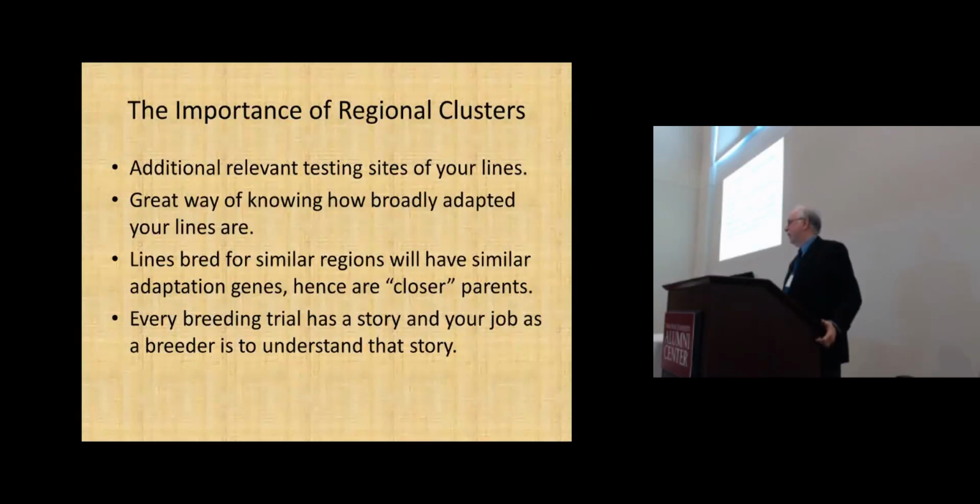Now, a tip. As a plant breeder, every breeding nursery will tell you a story. Your data, when you get it, if you don't know the story behind it, it's like dissecting a corpse. What you really want is to know the story that told you how to get your data. And this is why these regions become important.